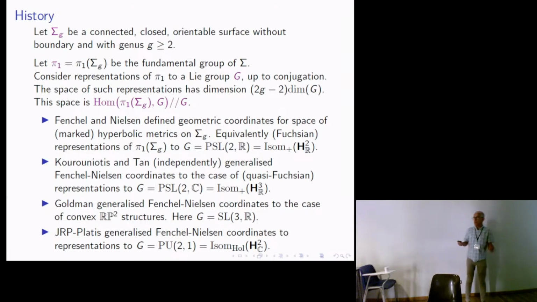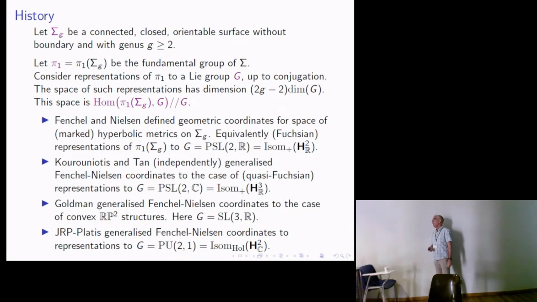So if you have a good set of coordinates, what do mathematicians like to do? We like to generalize. Coriniotis and Tan independently, and on Peter's picture from Anoia, Christos Coriniotis was right in the front row there, generalized this to the case of quasi-Fuchsian groups. Here I'm thinking about representations into SL(2,C), and the connected component of discrete and faithful type-preserving maps containing the Fuchsian representations. Goldman generalized them to convex RP^2 structures.